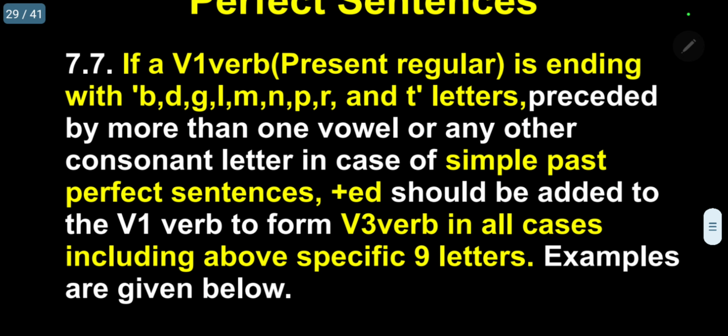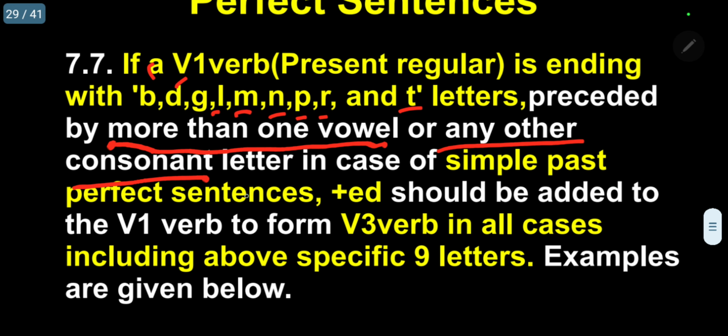The next rule, the 7.7 rule, this is the most important. If a V1 verb, present regular, is ending with the same letters B, D, G, L, M, N, P, R and T, those 9 letters, preceded by more than one vowel or any other consonant. In the previous rule the letter was preceded by a single vowel, but in this rule, if it is preceded by more than one vowel or a consonant, the conversion to V3 will be different.